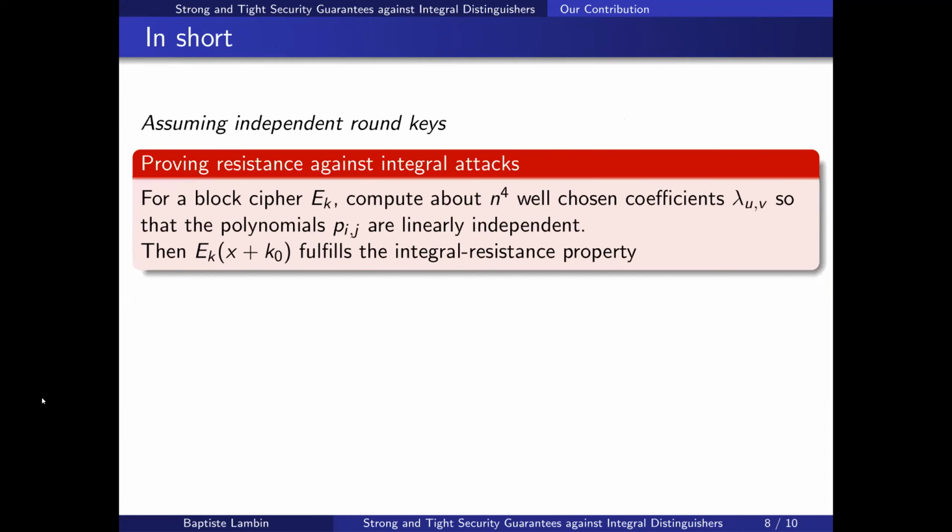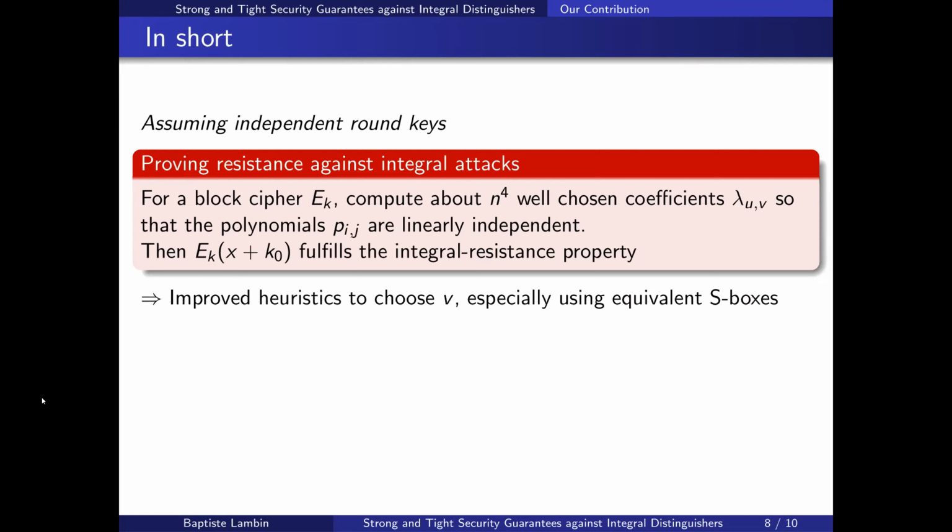So in short, assuming independent round keys for a given block cipher, we only need to compute about n to the 4 well-chosen coefficients lambda uv. And by doing so, we want to show that these polynomials are linearly independent. And if we are able to do so, then by adding a whitening key to the block cipher, this augmented block cipher is actually resistant against integral attacks. And so this n to the 4 is quite a bit more work compared to our work last year.